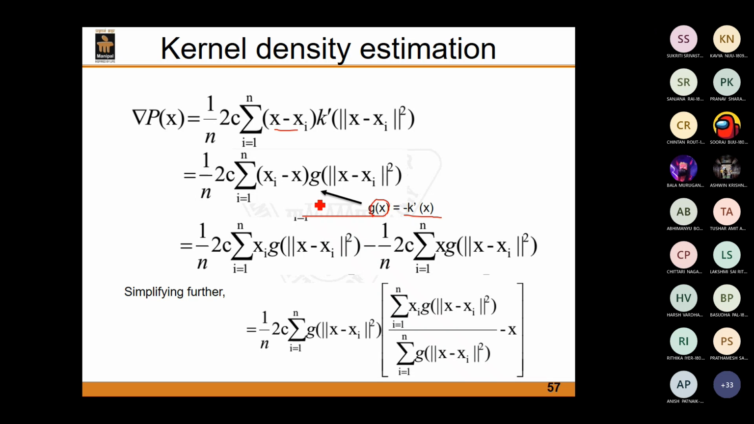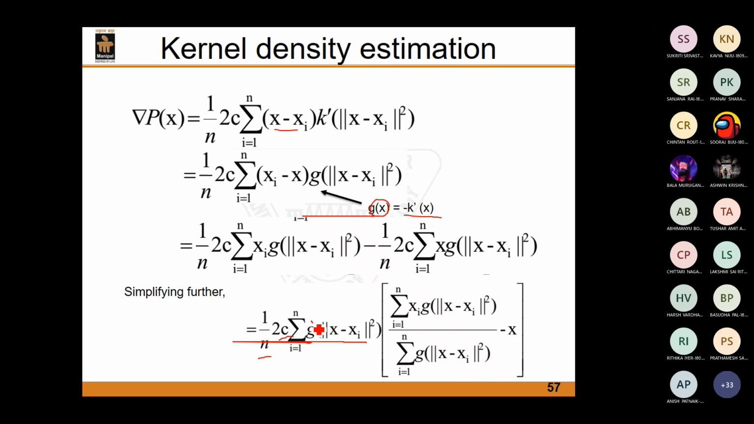And then again you can expand this further, okay? You can separate the xi and x and write it this way, and further when you're just rearranging, you'll get it in this particular form. So this here is the final equation that you have, right? So in this final equation, what we are observing is, now 1 by n c, these are all constants, and g of x minus xi square is also a constant, okay?